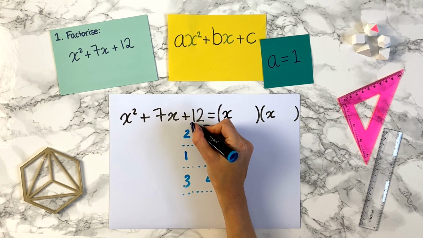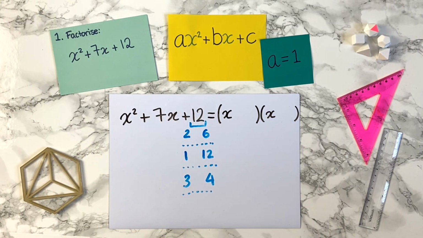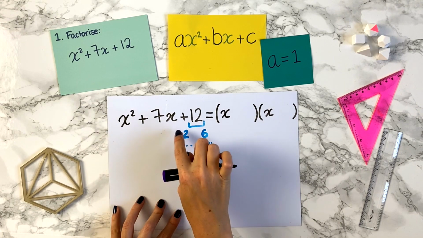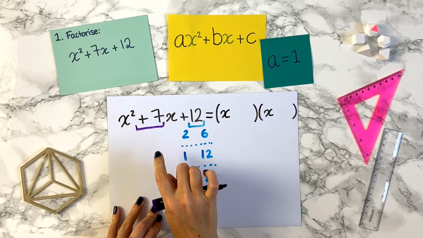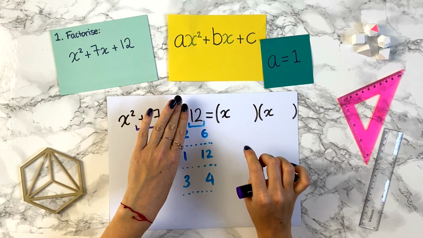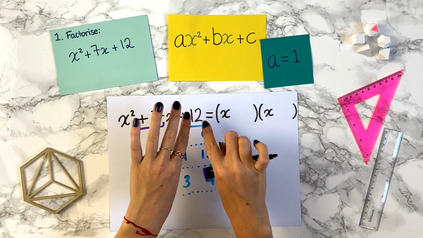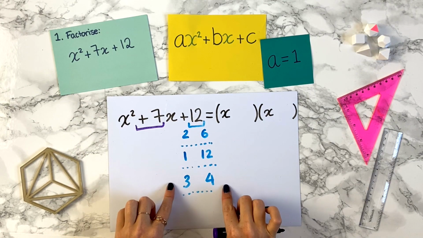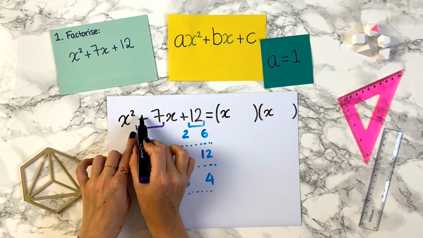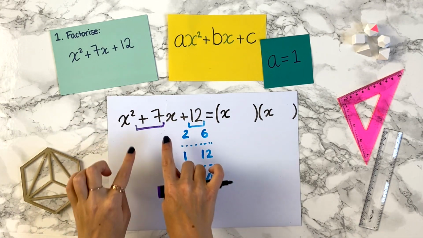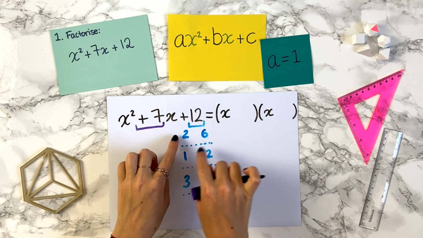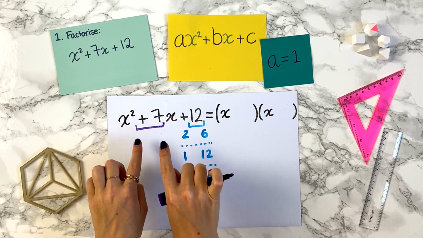So at the moment we're just focusing on this number here, and now we want to look at the number in front of the x, but this time we care about the sign as well. So here we were just looking at the 12. It didn't matter if it was plus or minus, we just want the number part, the 12. Here we now want to look at the sign in front of the 7 as well, so we're looking at plus 7.